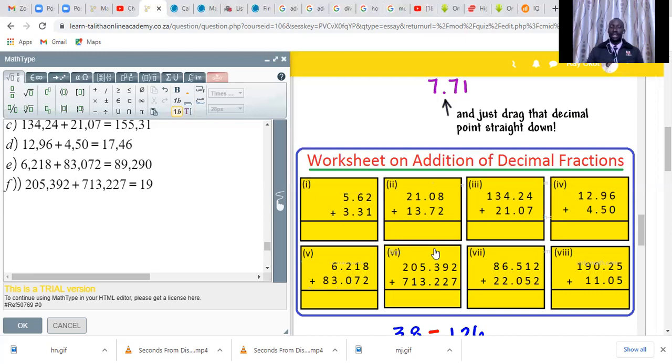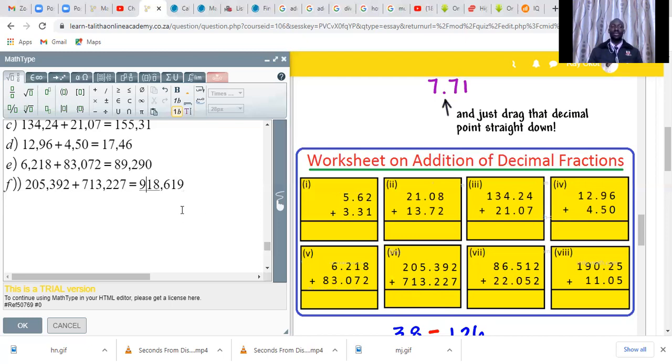So when we add this 1 to 3, we get 4. And 4 added to 2, we get 6. Now what do we do? We drag down the decimal point. After that, the next thing we want to do is to add these numbers beyond. So when we add 5 to 3, we get 8. When we add 0 to 1, we get 1. And when we add 2 to 7, what we get is a 9. That is how we do the adding.